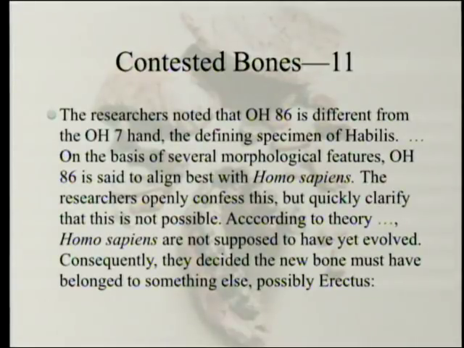The researchers noted that OH86 is different from the OH7 hand, the defining specimen of Habilis. On the basis of several morphological features, OH86 is said to align best with Homo sapiens, not even Homo erectus. The researchers openly confess this, but quickly clarify that this is not possible. According to theory, Homo sapiens are not supposed to have yet evolved. Consequently, they decided the new bone must have belonged to something else, possibly Erectus.